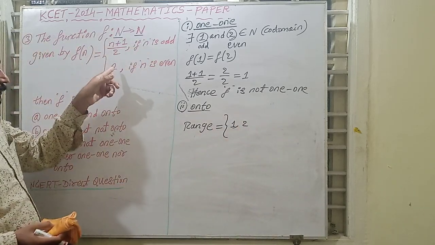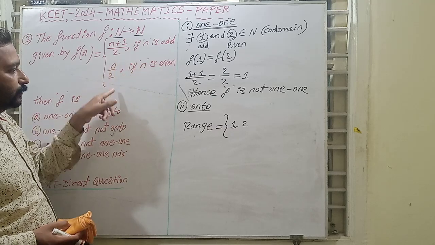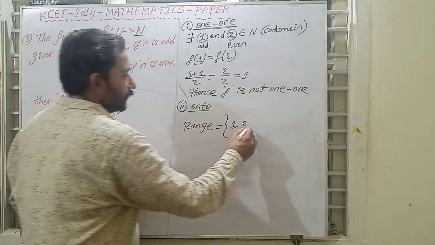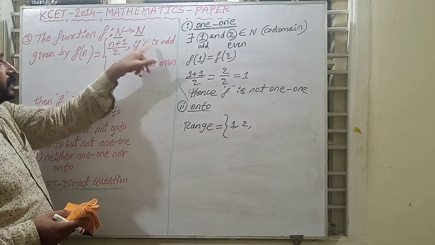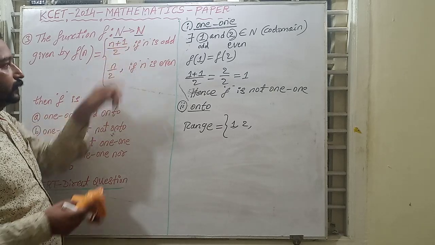Next, 4 is even, 4 by 2 is again 2. Next, 5 is odd, 5 plus 1 by 2, 6 by 2, is 3.